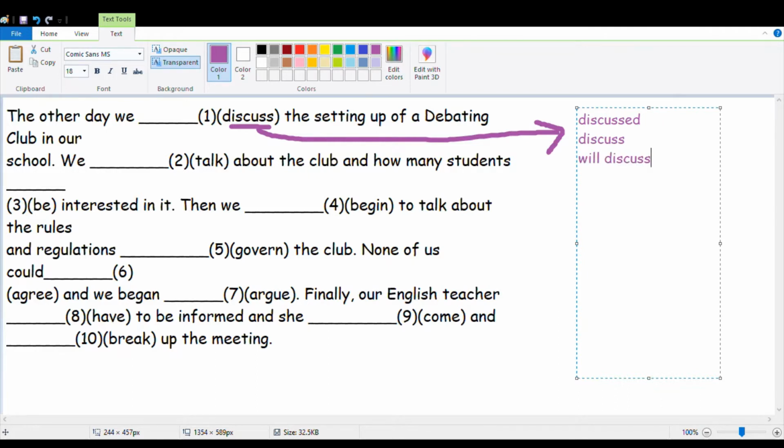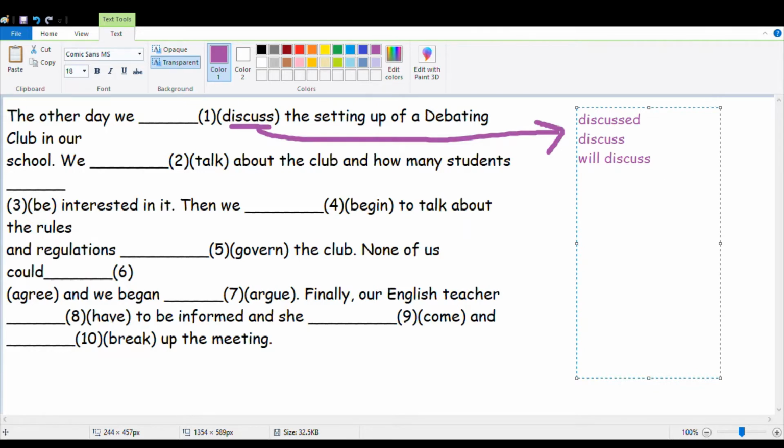Now let's just look at the different meanings of each of these. So, the other day we discussed. Yeah, that would be fine. It's talking about a one-time action. But let's just look at all of them before we really choose this one. The other day we discussed. No, the other day is past tense, so we don't even want the present or the future. The other day we will discuss. Okay, so let's move on.